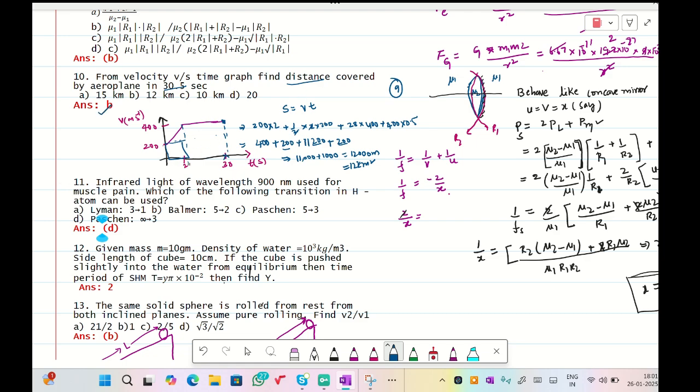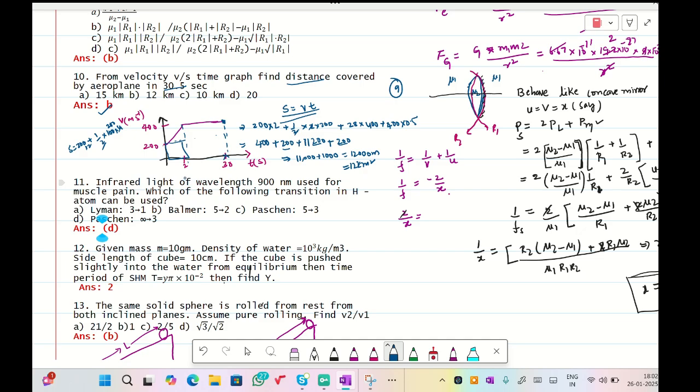Otherwise, up to 2 seconds you can use S is equal to UT plus half AT square. That means 200 into 2 plus half, with A equal to 200 over 2 seconds, into 2 squared, which is 400 plus 400, plus 28 into 400, where the velocity is common, so this is U into T. You can follow this, but it is better to use the concept of area under the graph. Right. Next.